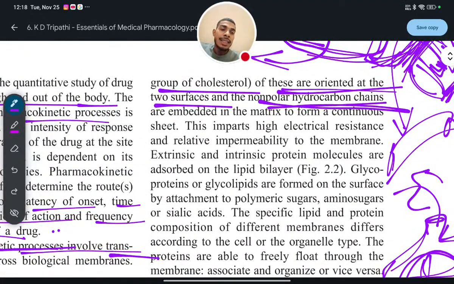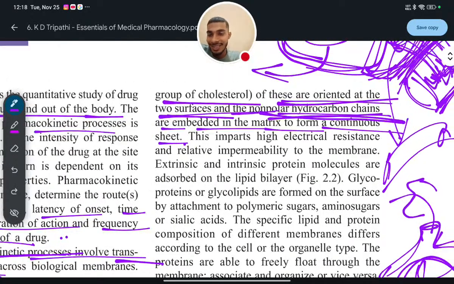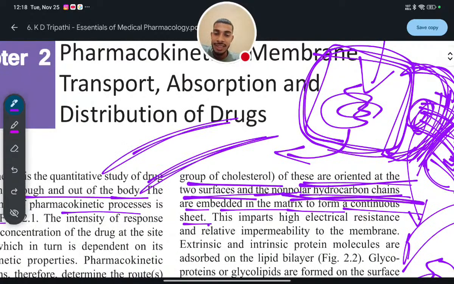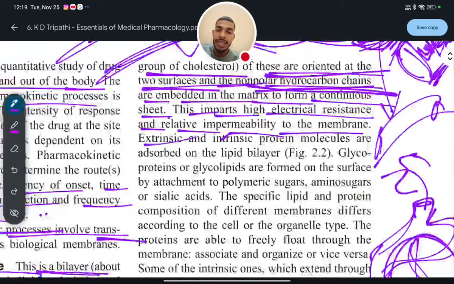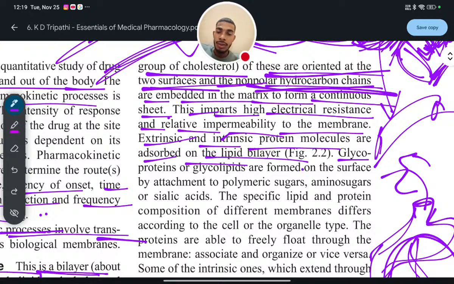So these are oriented in two surfaces, and nonpolar hydrocarbon chains are embedded in the matrix to form a continuous sheet. Continuous sheet means that continuous layer, that is the nonpolar lipid layer. These impart high electrical resistance and relative impermeability to the membrane. Extrinsic and intrinsic protein molecules are also absorbed on the lipid bilayer. Glycoproteins or glycolipids are formed on the surface by attachment to polymeric sugar, amino sugar or sialic acid.